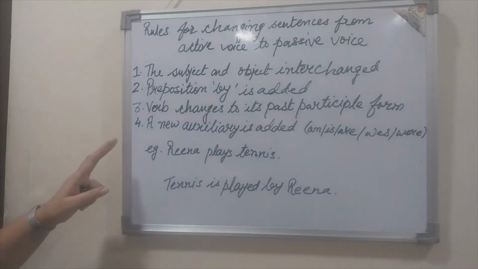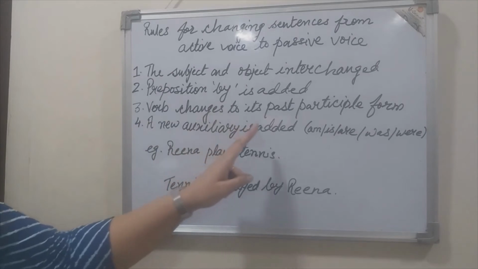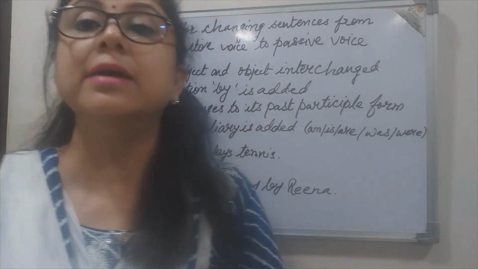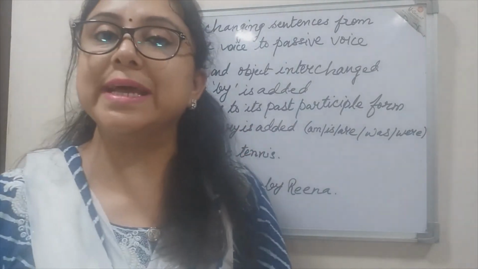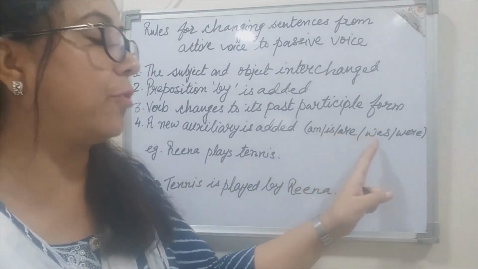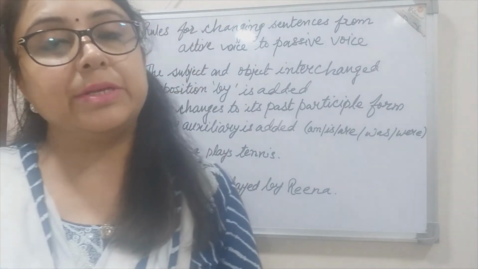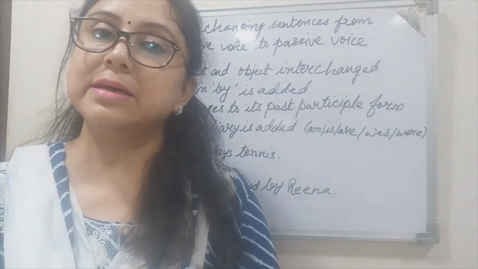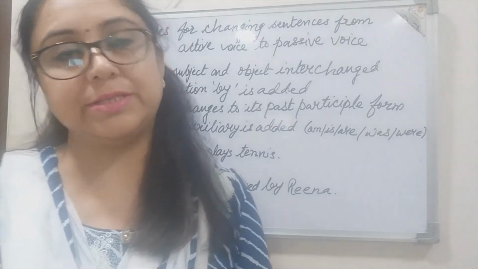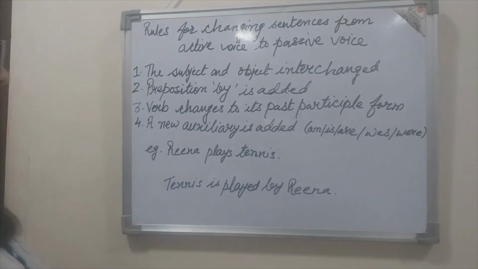Further, rule number 4 says a new auxiliary is added. What is an auxiliary? A helping verb. So, which helping verbs are added? Am, is, are, was, were. So, these are the auxiliary verbs which are added in the passive voice. Now, let us see all these rules through a sentence.